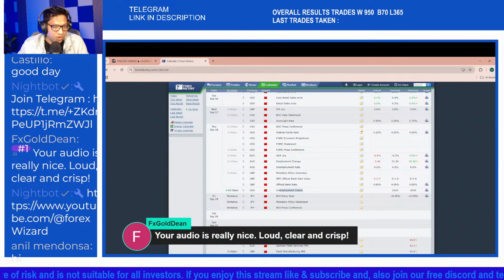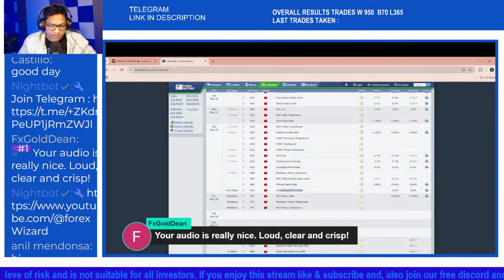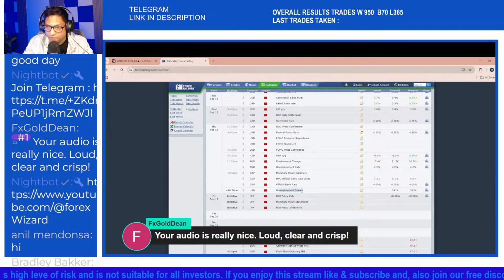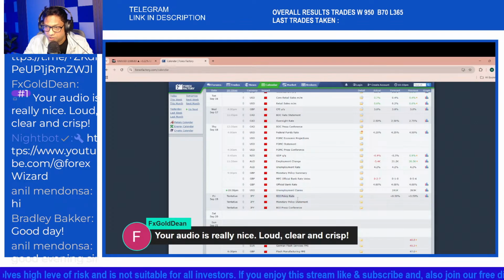And here is what we are looking at the moment. We can see that on the table there is unemployment claims. And tomorrow coming up, three very high impact news on JPY.